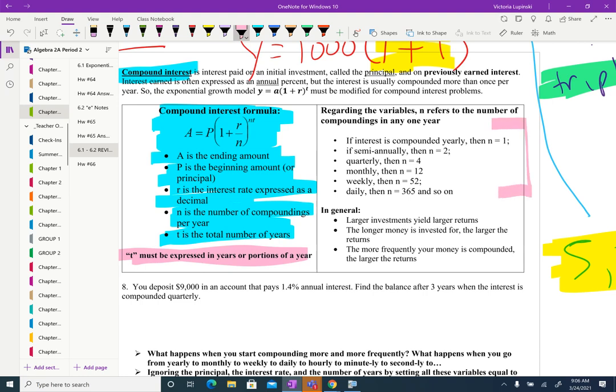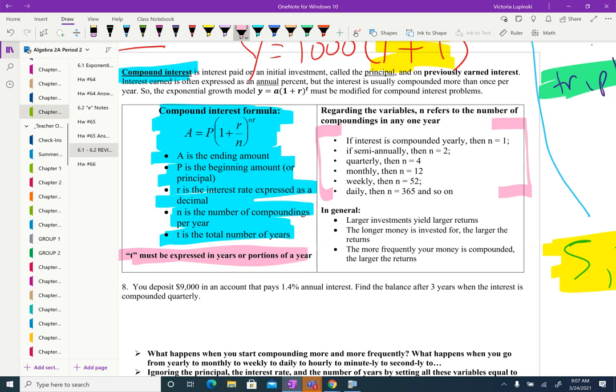Mr. Eaton kind of mentioned them in passing, but I typed them all up for you here. These are all the different possibilities for N. So if it's compounded once a year, N is 1, semi-annually is 2, quarterly is 4, monthly, weekly, and daily. So from this point forward, if you need to refer to these N's, feel free to do so.